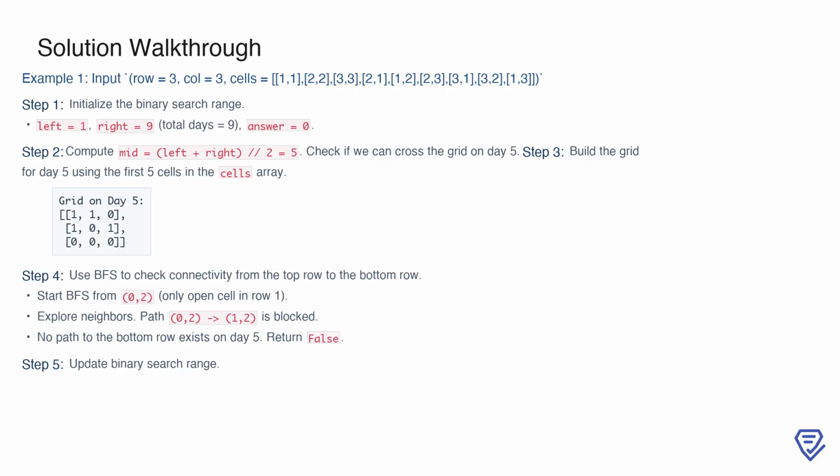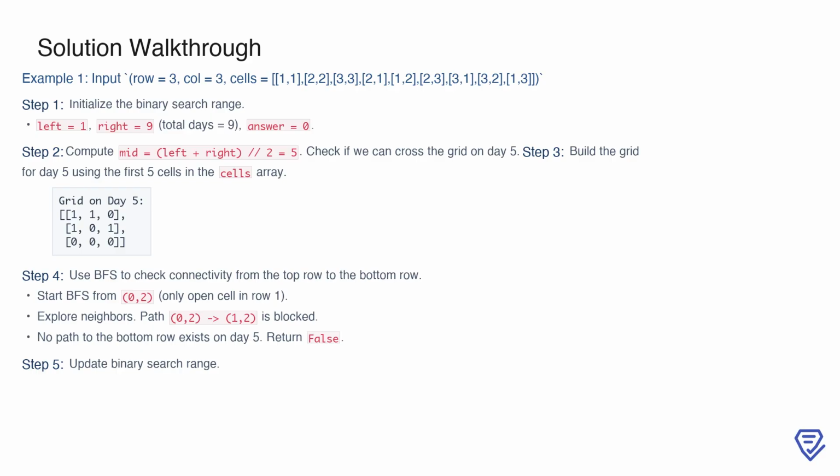In this example, we are tasked with finding the last day we can still cross a 3x3 grid before it becomes impassable. First, we initialize the binary search range with left set to 1, right set to 9, which is the total number of days, and answer initialized to 0. We calculate the middle point mid as (left + right) // 2, which gives us 5.